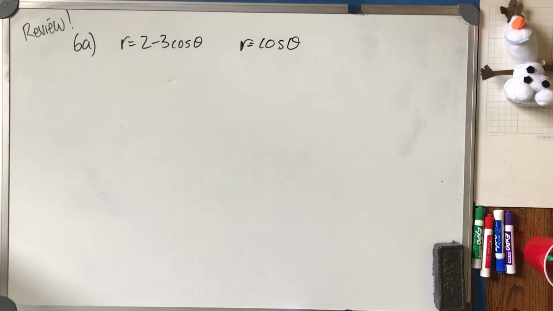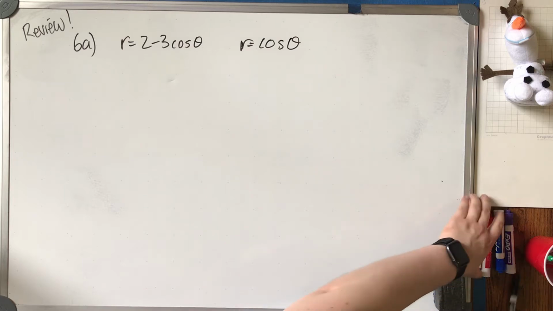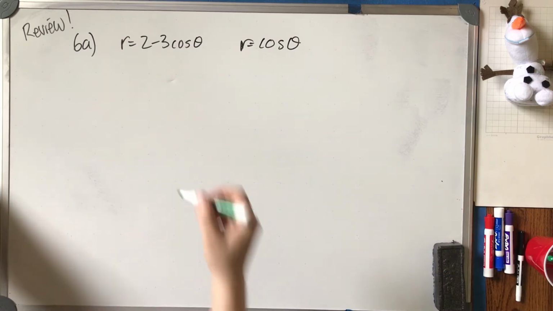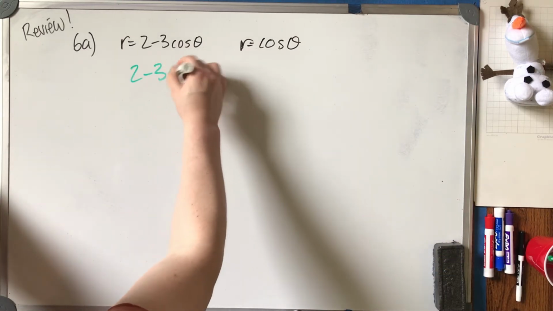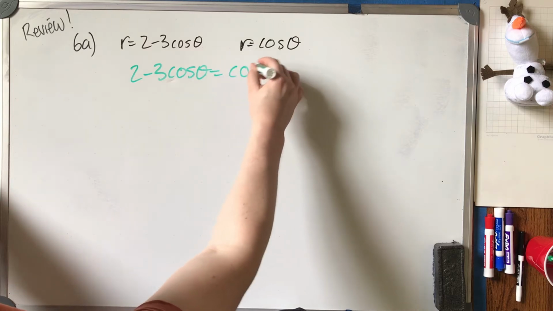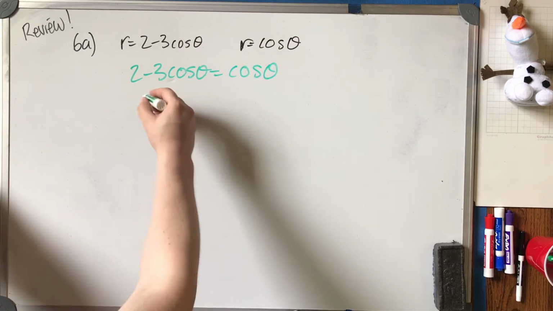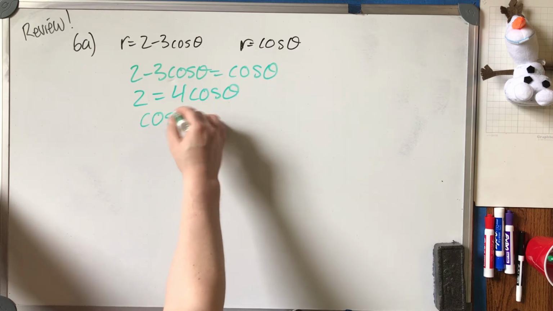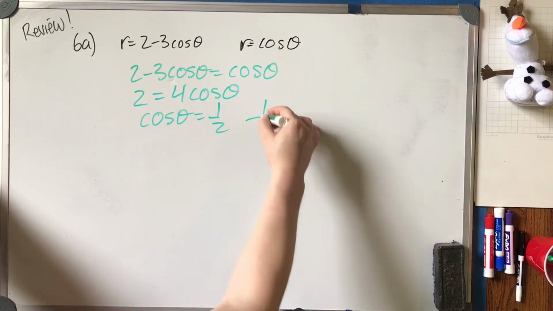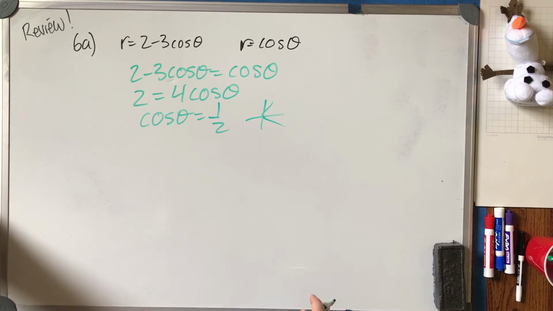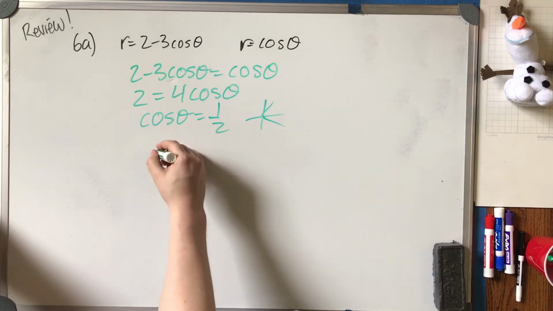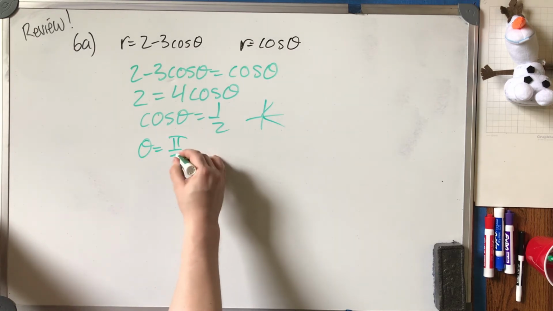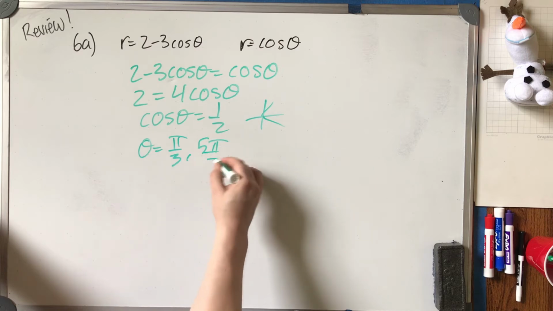All right, for question 6, we're trying to find the intersection of two polar graphs. So I'm going to start off with their equations here, and I'm just going to set the r values equal to each other. So I get 2 minus 3 cosine theta equals cosine theta. That will give me 2 equals 4 cosine theta. So cosine theta is going to equal 1/2. That's going to be in quadrants 1 and 4, and a reference angle of 60. So I'm going to have theta equals pi over 3 and 5 pi over 3.